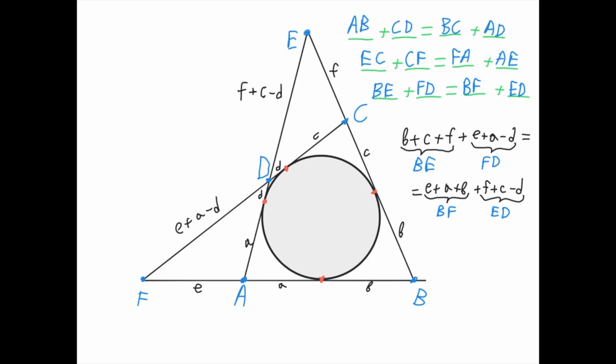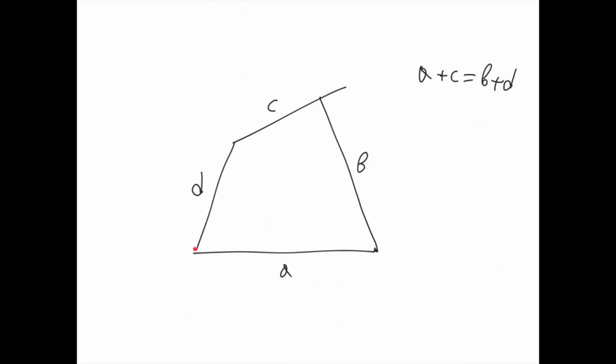We're going to prove this statement only for this equality here, but you can analogously try to prove it for the other two. Suppose we have a quadrilateral such that A plus C equals B plus D. Now we're going to prove that there exists a circle that touches all its four sides.